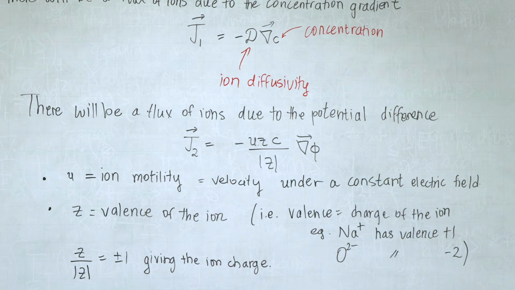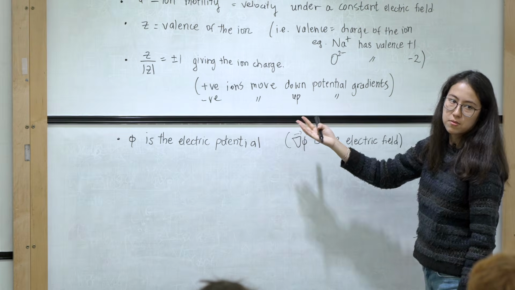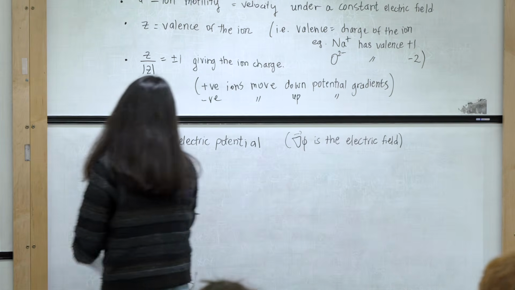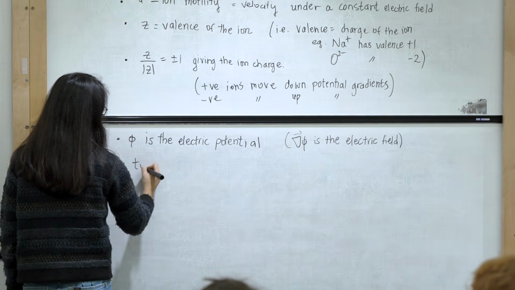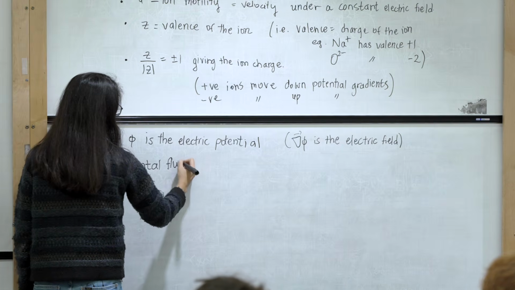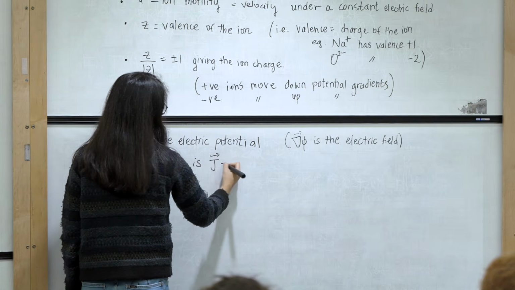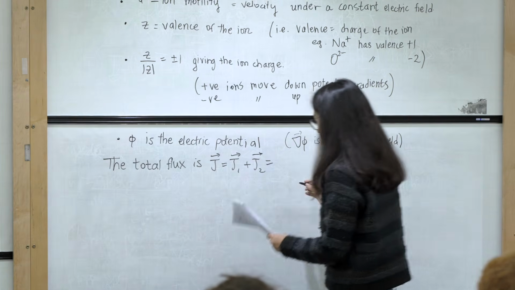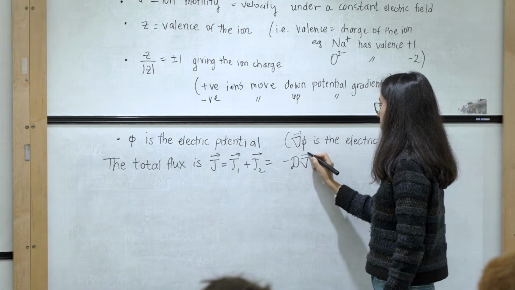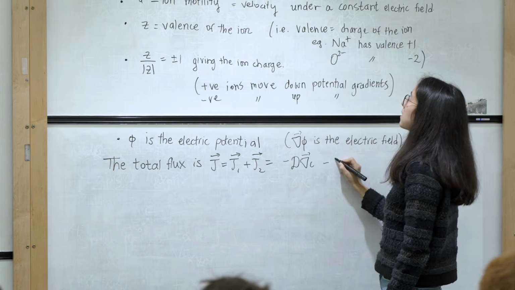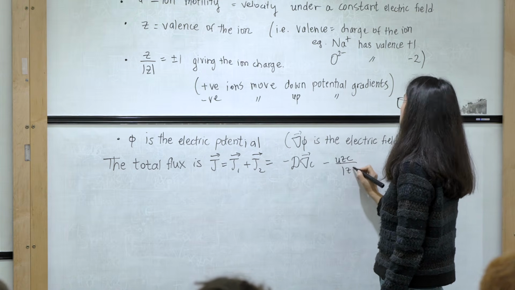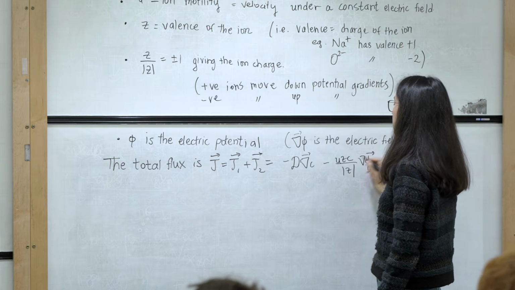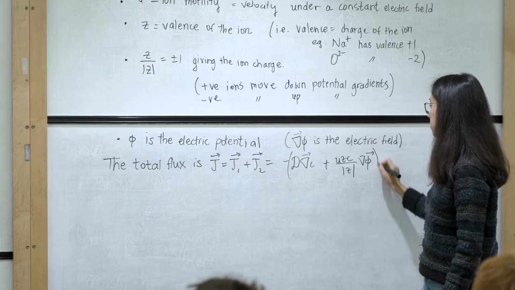Okay, so now we can combine the first flux, which is the diffusive one, together with this one from the electric charges to get the total flux for the system. So it's going to be just J. It's the sum of J1 with J2. And you have minus the gradient of C minus U Z C d phi.